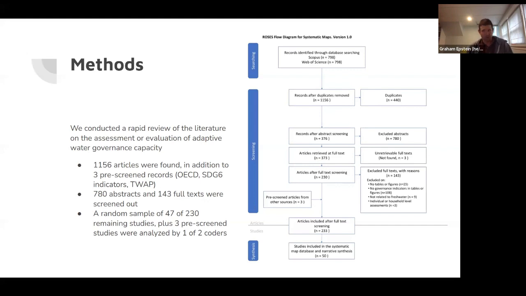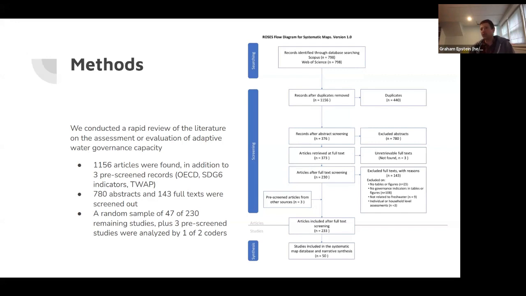pre-screened records or studies that were particularly prominent, and these are the OECD's governance indicator frameworks, the approaches used by UN Water to monitor SDG 6, the governance components of that, so the Integrated Water Resource Management survey, as well as the Trans-Boundary Water Assessment Program, which assessed governance across several countries. And so we added those to our search.